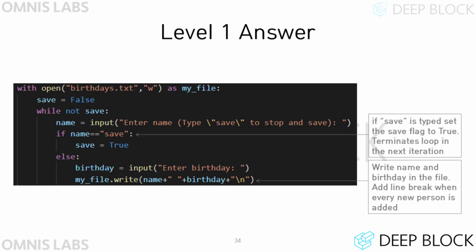For example, we can implement the program as shown in the slide. Open the text file in write mode. First, create a variable called save and initialize it to False. And the loop should be written in a way that the loop ends when the user inputs the string save. Receive a name string from the user and store it in a variable called name. If the string is save, the variable named save is set to True. When save becomes True, the repetition condition, not save, becomes False, and the repetition is terminated.